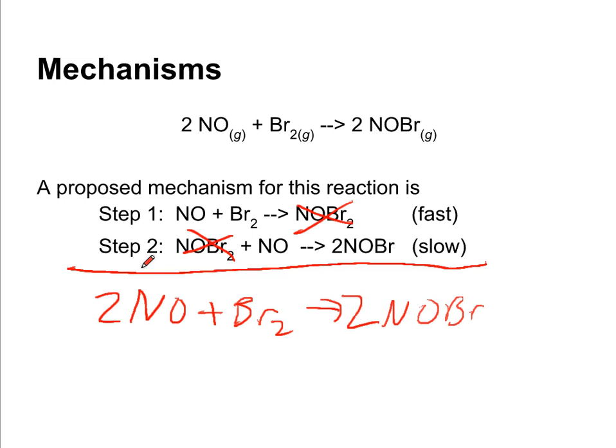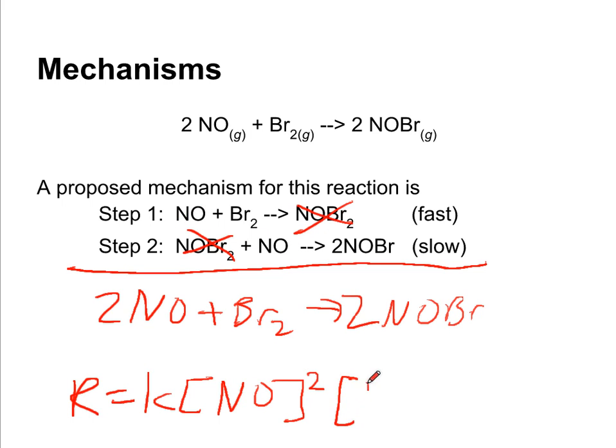There's our overall reaction, and to determine the rate law, we include every reactant leading up to the slow step. So the rate is equal to the rate constant times the concentration of NO, and that's second order because it shows up twice in this mechanism. And then we're going to include Br2, and it'll be first order since it only shows up once.